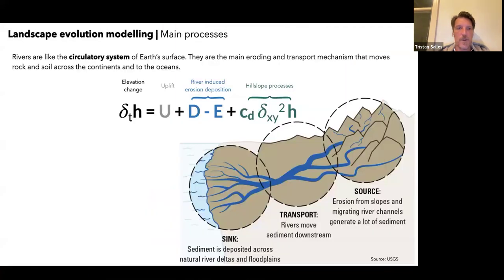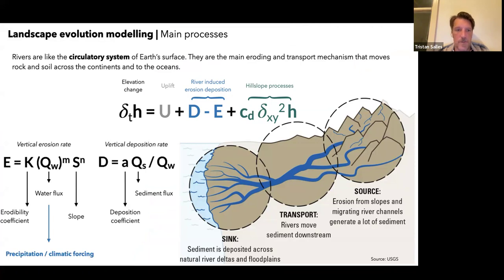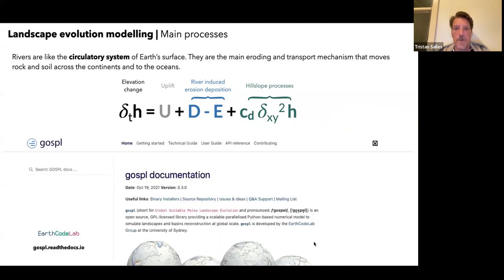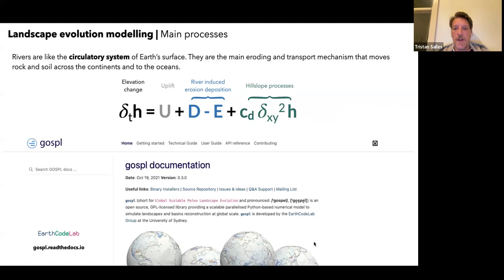To do that, we use a relatively standard model, which accounts for change in elevation as a function of uplift, erosion and deposition induced by rivers, and hillslope processes. So something which is really standard, you all know about that. For the erosion rate, we use a stream power law, and we've got a vertical deposition rate which is dependent on sediment flux versus the water flux.